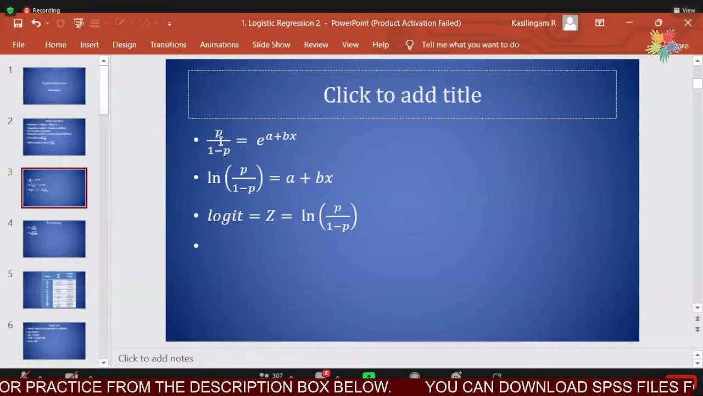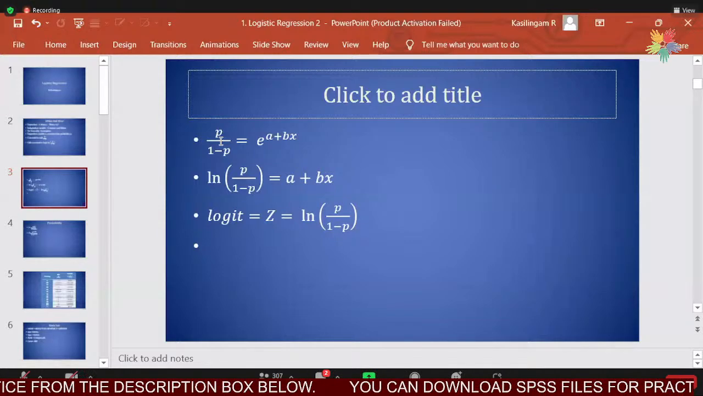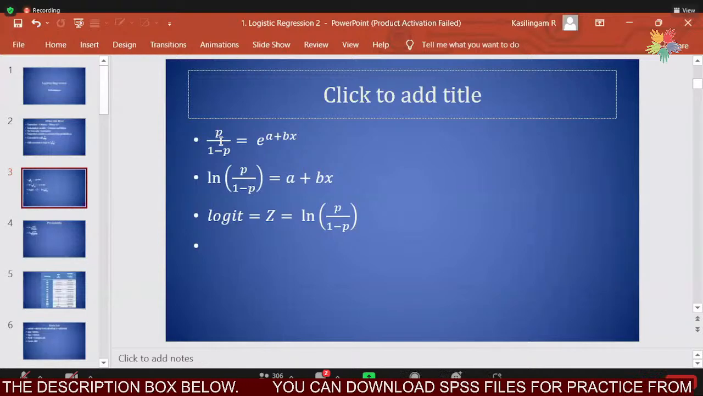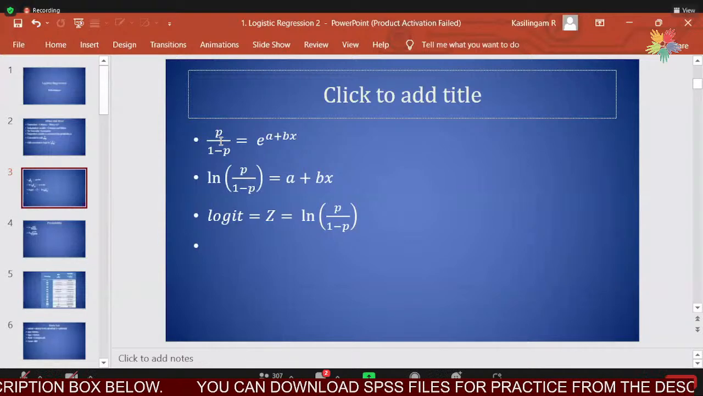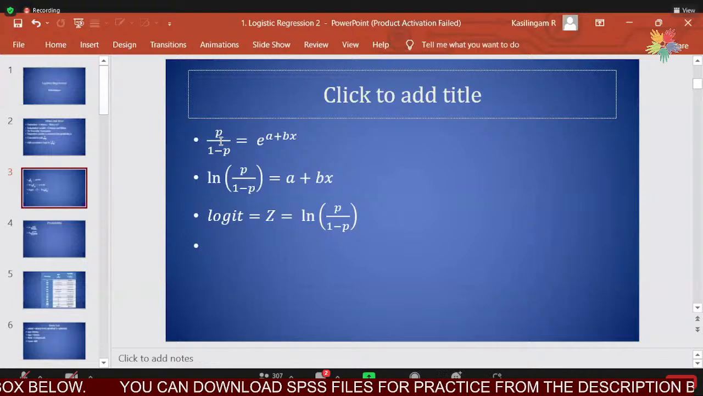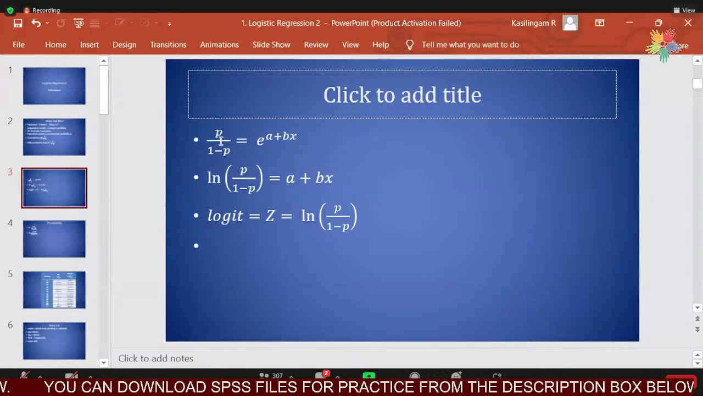Who are getting cancer? Who are getting or not getting a house? Who will purchase? Who will not purchase? Who will get admission in a foreign country? Who will get admission in IIM? Like that, you can study, right?